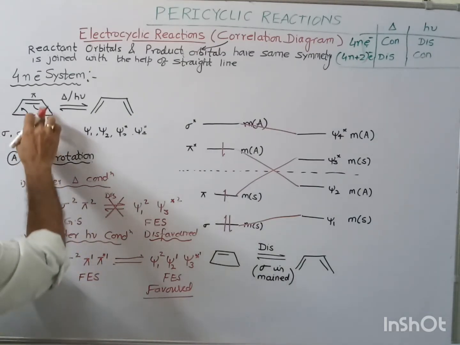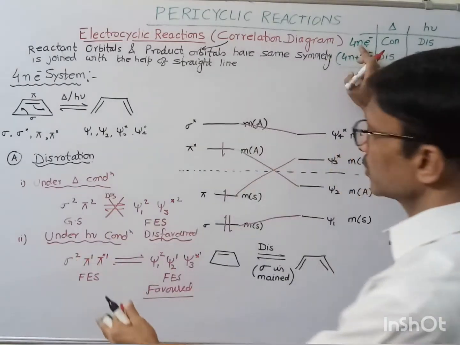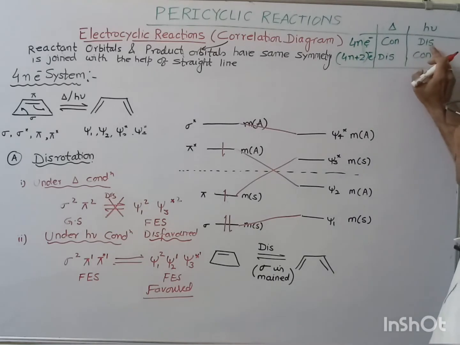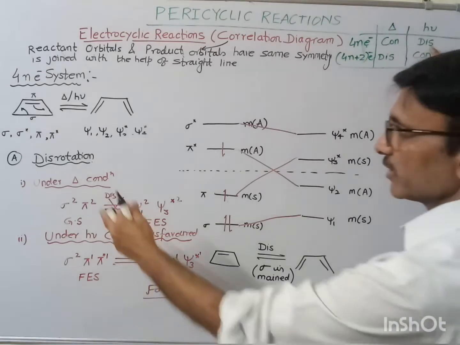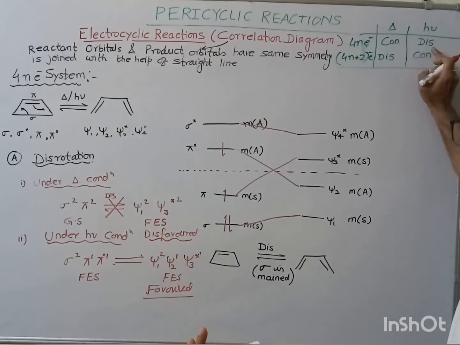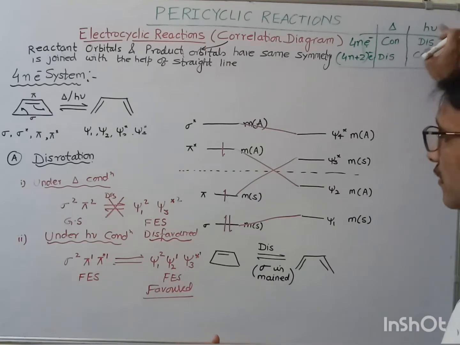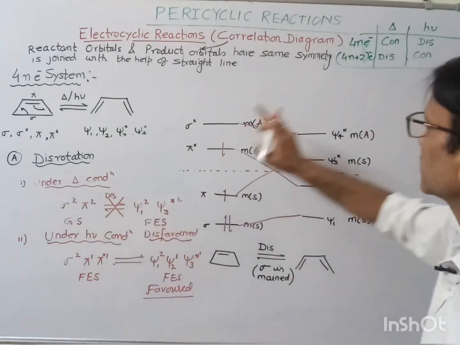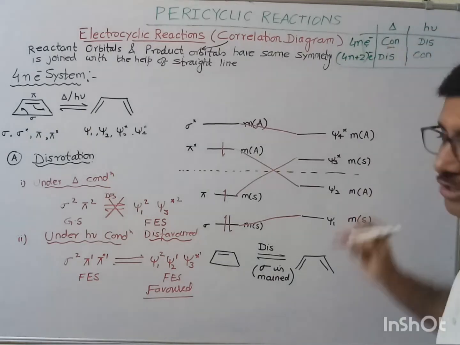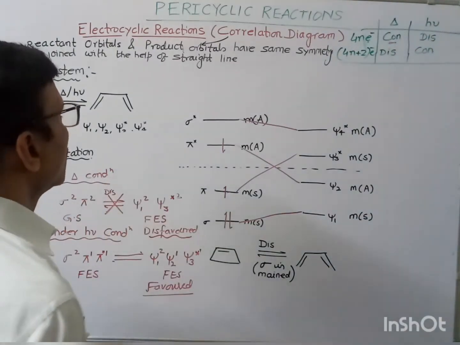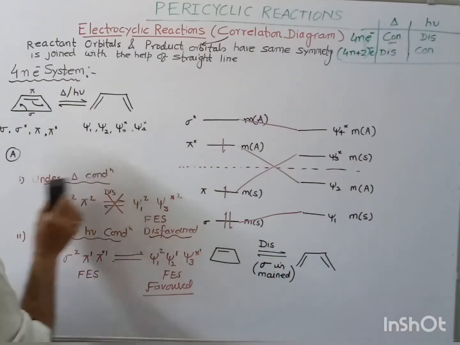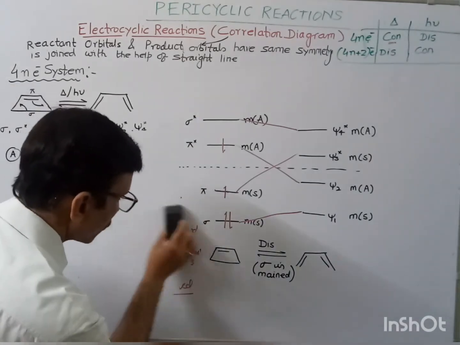So for the 4n plus 2 electron system, when the orbitals undergo disrotation, the disrotatory movement of the orbitals is only possible under the photochemical condition. Under thermal condition, disrotation is not possible. Under thermal condition, only conrotation is possible. Let's draw the orbitals, this correlation diagram when orbitals undergo conrotation.